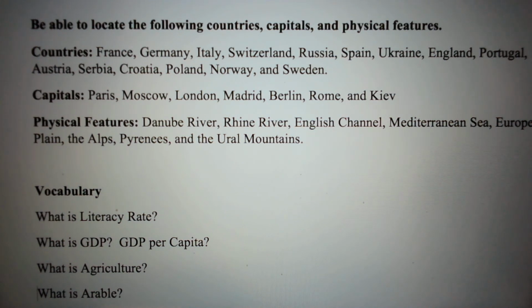Alright, now, those are the countries. I don't need to go through them, but I just need you to know those are the countries, capitals, and physical features that you need to be able to locate on a map. Okay? So keep that in mind. So you're going to have a lot of multiple choice questions on your test, but there will be a section of the test that involves a map. And you have to be able to, again, locate the countries, capitals, and physical features that are on that map.